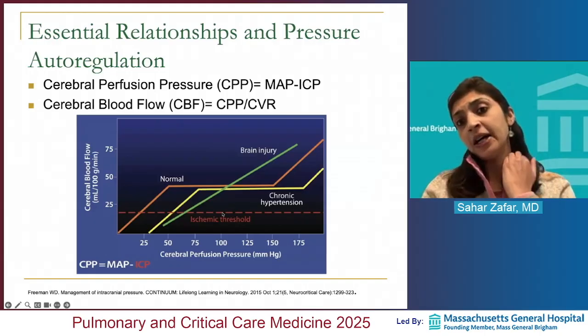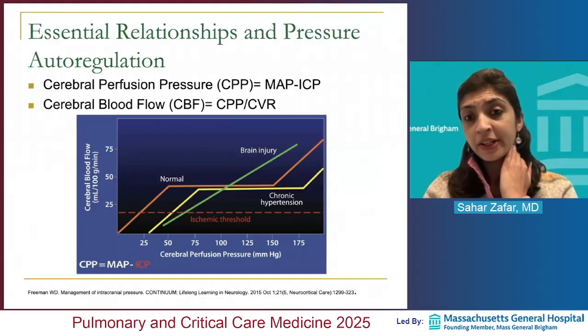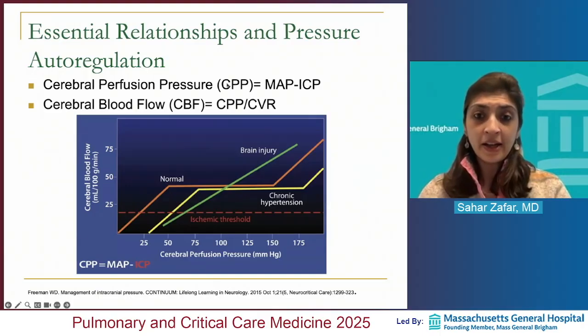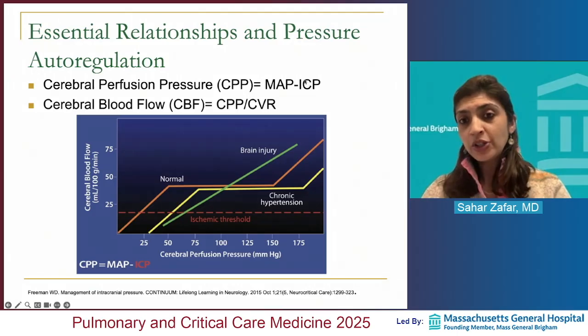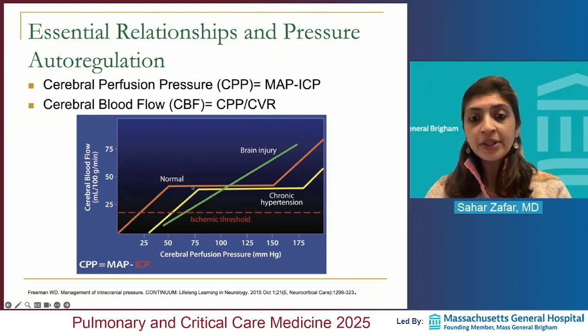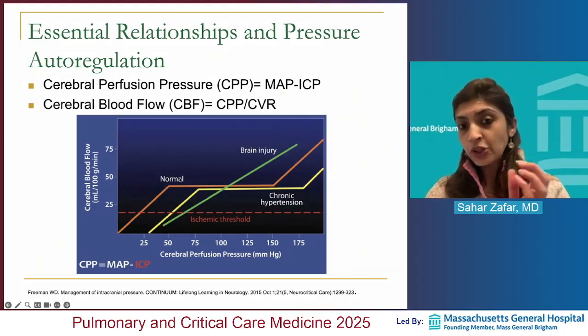Another important concept is that of cerebral autoregulation. And here I have two key formulas that we look at. One is the cerebral perfusion pressure, which is essentially the difference between the mean arterial pressure and the intracranial pressure. And then the second is cerebral blood flow, which is cerebral perfusion pressure over cerebrovascular resistance. And what you can see here is that in the normal brain, across a range of cerebral perfusion pressures, cerebral blood flow is actually maintained, and this is through changes in cerebrovascular resistance, and this maintains a normal blood flow and homeostasis in the brain.